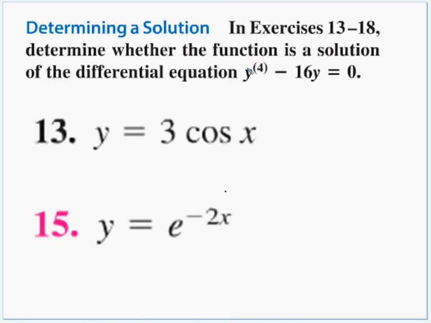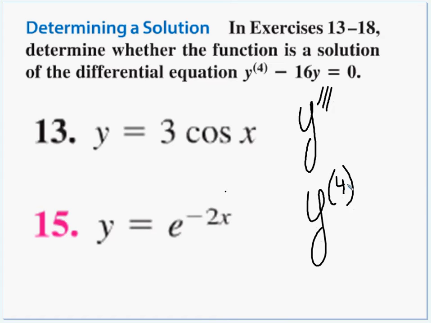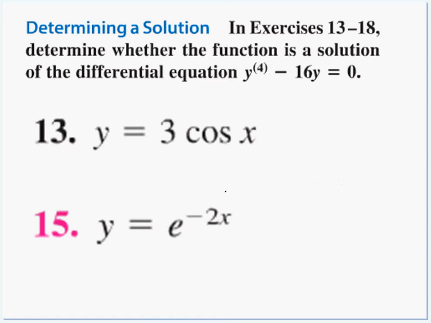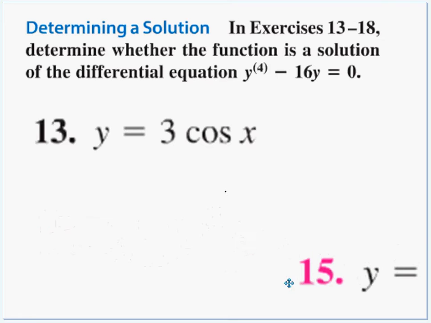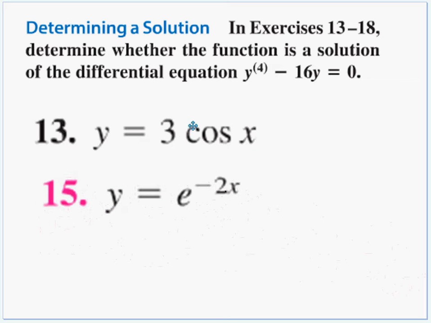That y, it looks like y to the fourth, but it's in parentheses. Remember when we're doing derivative notation, you got y prime, double prime, triple prime. After that, we use a number like an exponent, but we put it in a set of parentheses. That way we know it's not an exponent, it is derivative notation. So let's see here. We'll look at both of these.